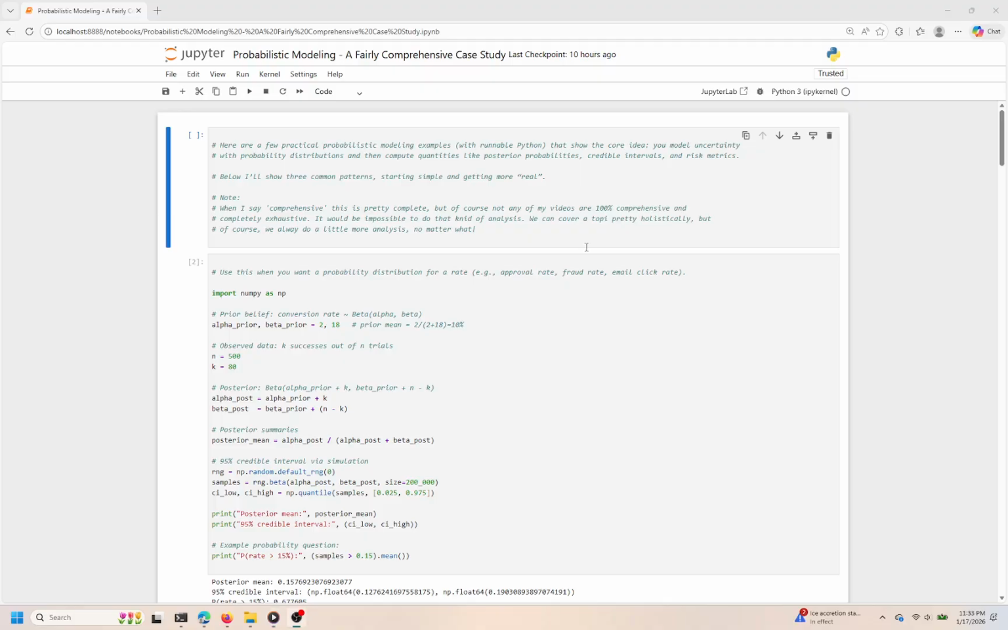healthcare, or machine learning. By employing probability distributions, we can calculate essential metrics like posterior probabilities and credible intervals, giving us a clearer understanding of risk and variation within our datasets. Throughout this process, we'll apply these ideas in a runnable Python format, making it accessible and practical.